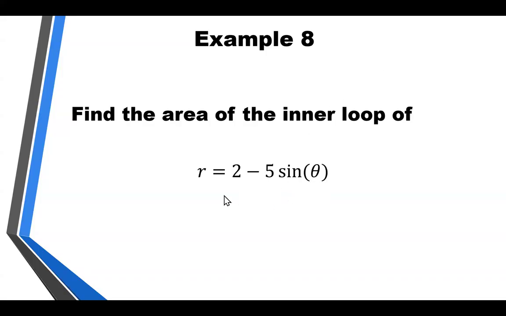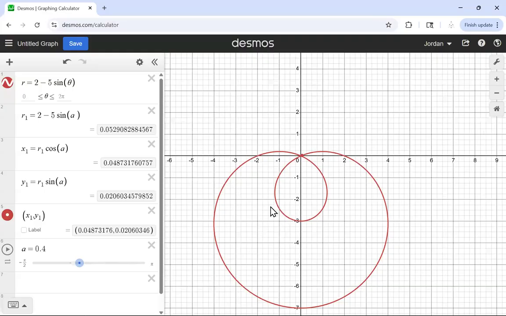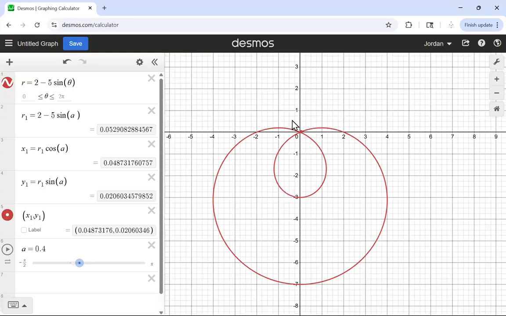Let's try this one as well. If you want to try this on your own, by all means, go ahead and try it. In a couple of seconds, I will show you how it is done. All right, again, this is a limaçon with an inner loop, and we'll be able to see that inner loop if I graph it. So here I have graphed that polar graph, that limaçon with an inner loop.